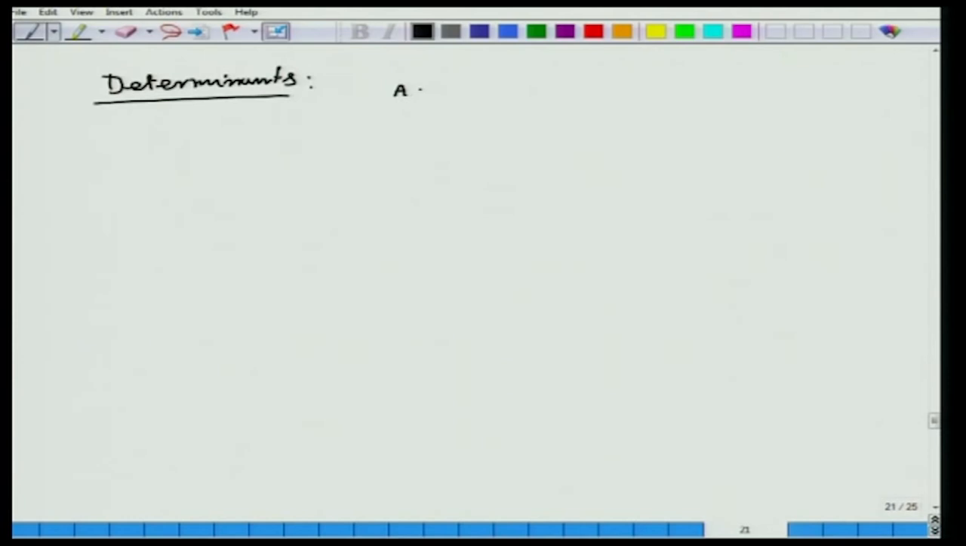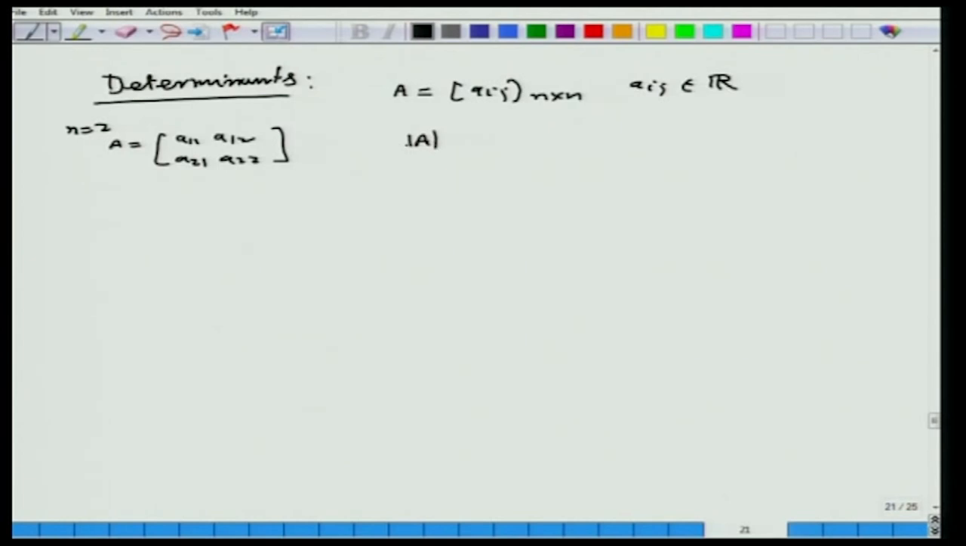Supposing you have a matrix of n by n size like this, a_ij, n by n, these a_ij's are real numbers. We are considering only real matrices here. For n equal to 2, we have A as a11, a12, a21, a22, and so the determinant we denote here, it does not mean it is an absolute value, or let us use the other notation, might confuse with the absolute value. So, let us use det, that determinant of A is given as a11 a22 minus a12 a21. So, it is actually cross multiplied like this, a11 into a22 minus a12 into a21 like this.